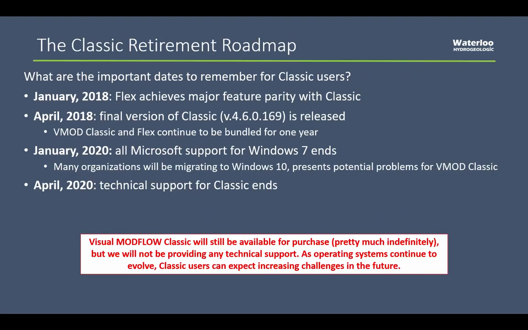So before we get into discussing Visual MODFLOW Flex, I thought I would just spend a bit of time going over the roadmap of what the Classic retirement schedule looks like. In January 2015, we released Visual MODFLOW Flex version 5.0. And that version of Visual MODFLOW Flex, at the beginning of last year, achieved major feature parity with Classic. What that means is that all of the major flow engines and contaminant transport engines that have been available in Classic are now fully supported in Visual MODFLOW Flex as well.